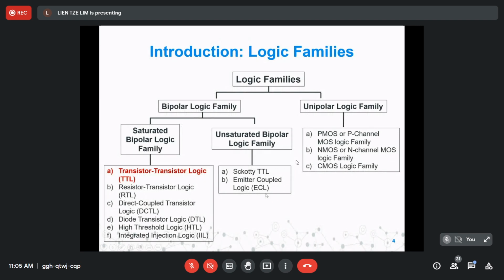This is a chart that shows the logic families. The TTL circuit that will be discussed is under the saturated bipolar logic family. And then PMOS and NMOS as well as CMOS are under the unipolar logic family. So you see here, logic family can be classified into bipolar and unipolar. Bipolar logic family means that the transistor used is bipolar, the BJT, bipolar junction transistor. For unipolar logic family, you see here it includes PMOS, NMOS, and CMOS. So this is how we differentiate different types of logic circuit.